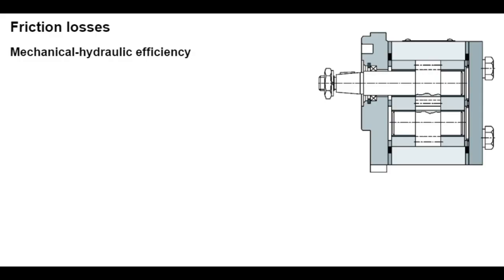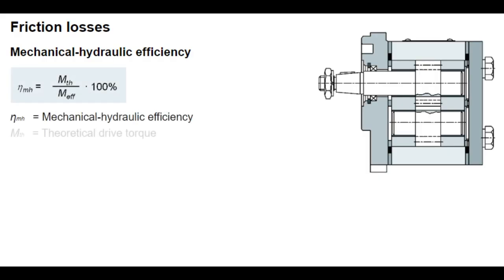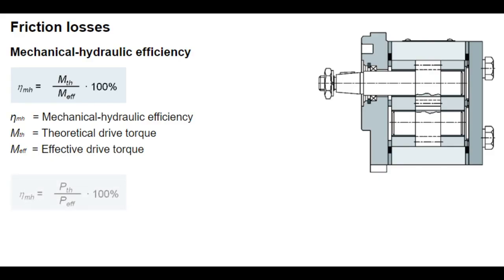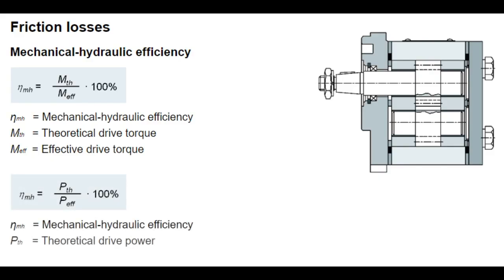Mechanical hydraulic efficiency refers to losses due to friction. Friction generally occurs whenever moving objects come into contact, for example, in bearings, but also between the hydraulic fluid and the displacement chambers. These losses mean a higher drive torque is required for the operation of the pump than theoretically calculated. Mechanical hydraulic efficiency is therefore the ratio of theoretical drive torque, MTH, to actual effective drive torque, MF. The same ratio applies to drive power.